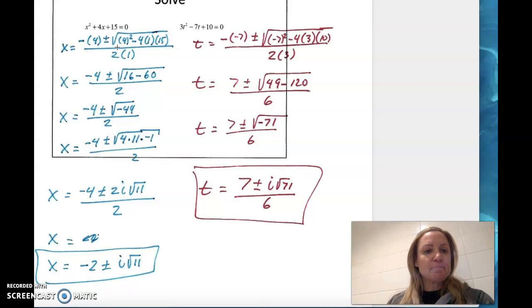All right, so the first step, I'm going to encourage you just to plug it in and wait until the next step to simplify. So you take the opposite of 4, which is -4, plus or minus the square root of 4 squared, which is 16, minus 4 times 1, which is times 15, which is 60, all over 2 times 1, which is 2. We can only simplify under this radical so far. 16 minus 60 is negative 44.